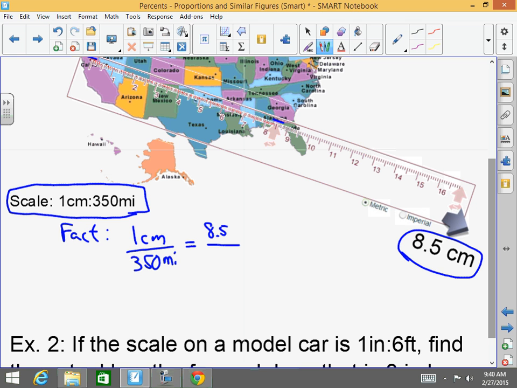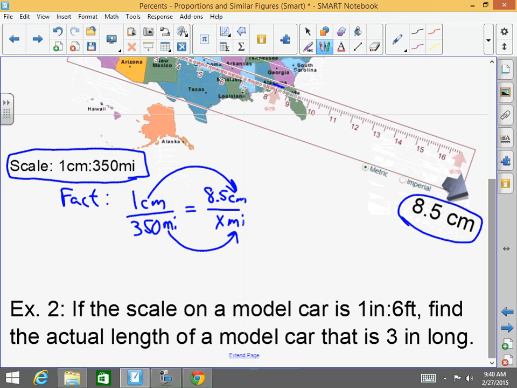8.5 centimeters to X miles. Now, again, you had said it incorrectly at first because you didn't go unit to unit. They gave me 8.5 centimeters. Unit to unit. I'm looking for the actual miles. Unit to unit. That makes sense? Does that make sense?